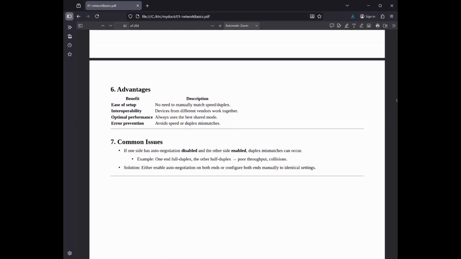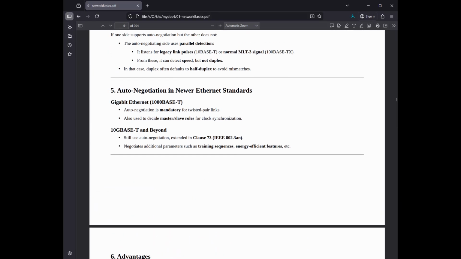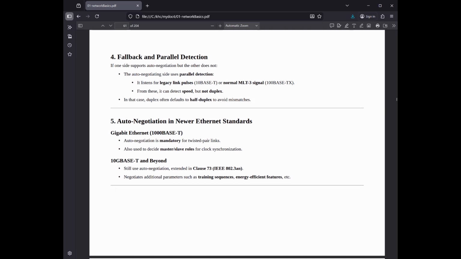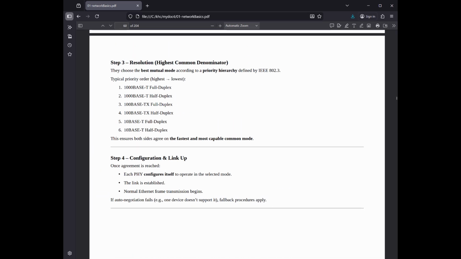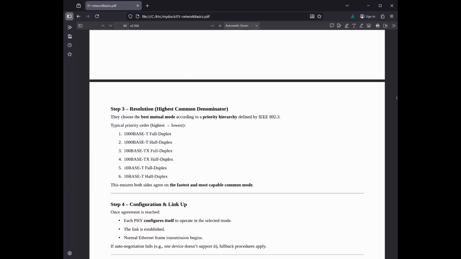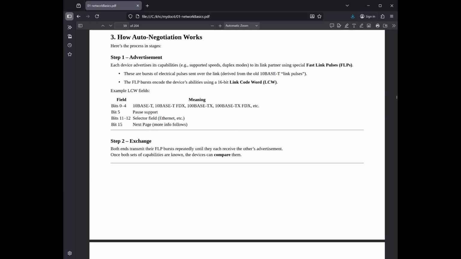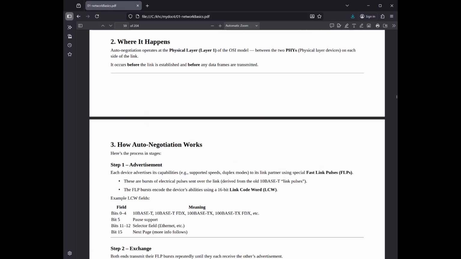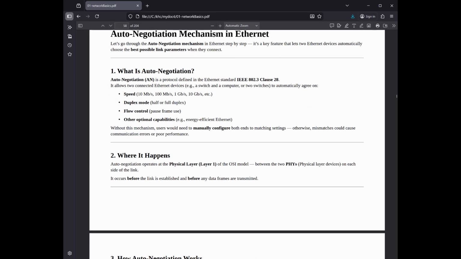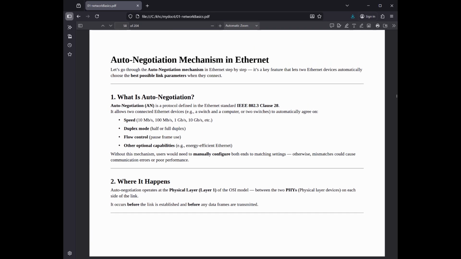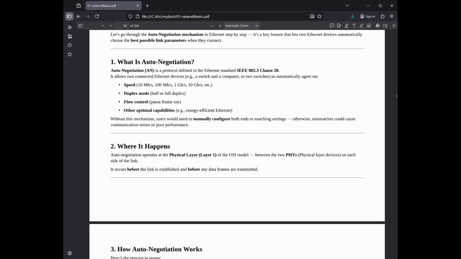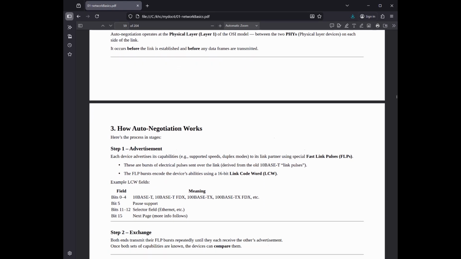Capability exchange: uses fast link pulses, FLPs, to broadcast the device's supported modes to its link partner. Priority resolution: follows predefined rules, standardized by IEEE 802.3, to select the best possible configuration, prioritizing higher speeds and full duplex modes. Parallel detection: a fallback mechanism that allows an auto-negotiating device to detect the speed of a non-negotiating device, for example legacy equipment, and establish a basic link connection.